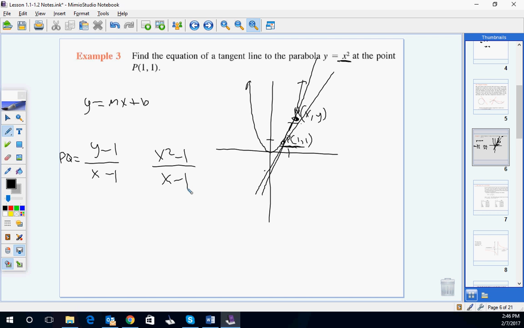What are numbers really close to 1 but smaller than 1? Like if I tried 0, 0.5, 0.75, 0.9, 0.99 for x. Those are all numbers smaller than 1, right? I use slightly different numbers than they did, but that's okay. If I put in 0, I get 1. Then 1.5. They didn't do this one, sorry. Then I get 1.9 and 1.99. As that's going, what's it approaching? 2, good. It's approaching 2.